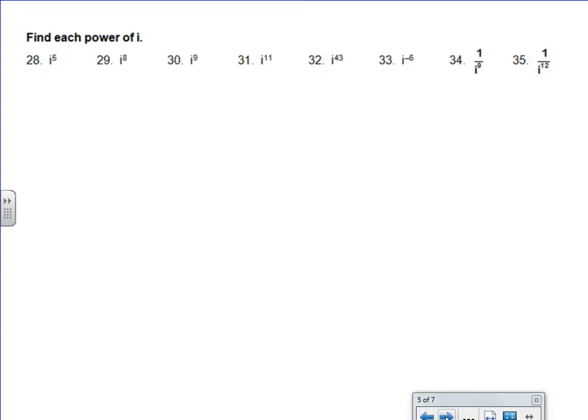Alright, finding powers. These are kind of fun. So, i to the first power is just i. We know i to the second power is a negative 1. So i to the third power is the same thing as i squared times i to the first. So that would be like i times negative 1, so it's negative i. And then i to the fourth power would be negative 1 squared, so that would be a positive 1.